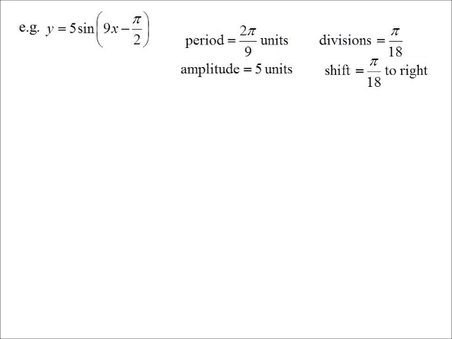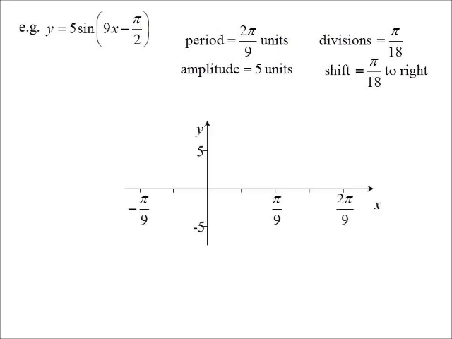So let's draw it up. And basically I'm going to draw exactly the same curve. It's just that instead of labelling it 1 and -1, I'm now labelling it at 5 and -5. And on my amplitude, instead of marking in pi, I've got pi on 9 and 2 pi on 9 and so on. The other thing I've got to take into account is the shift. Normally I would start this at the origin, but we're shifting that pi on 18 to the right.